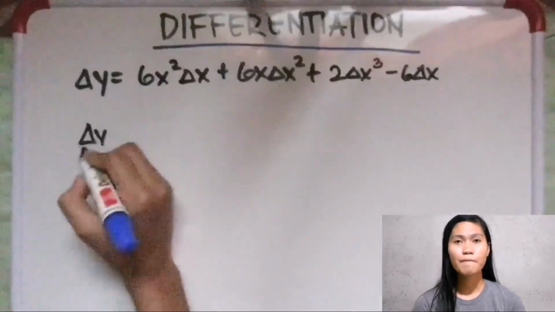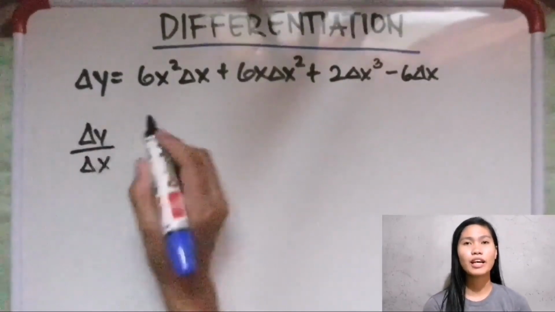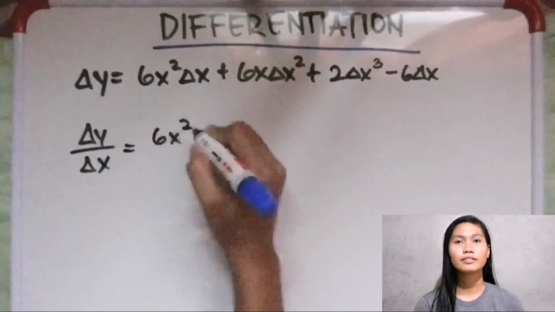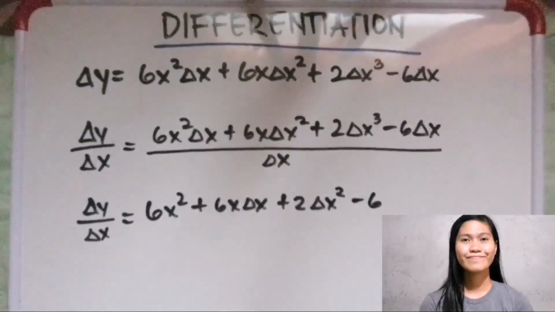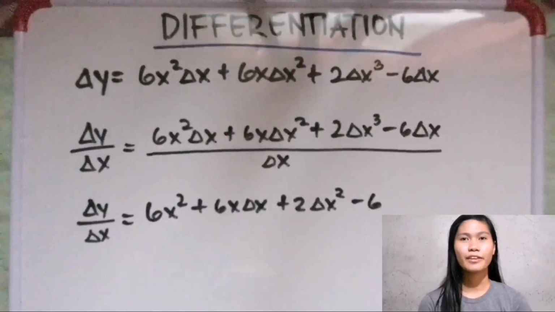For step 3, we will divide both sides by delta x. Now it will become like this. So there.